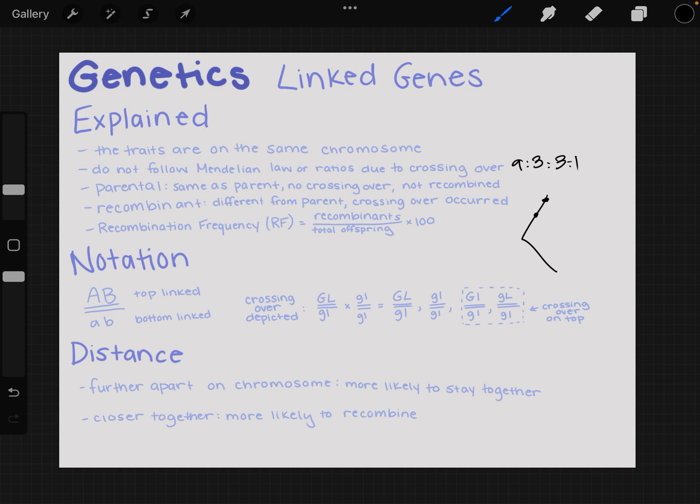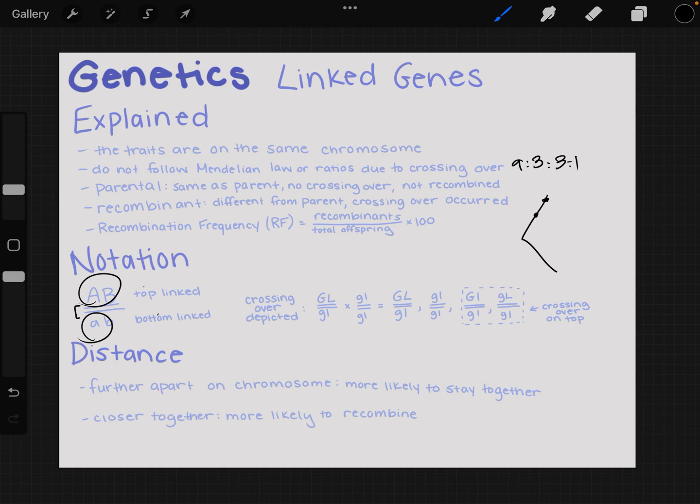So let's talk about the notation. If you have those 2 bar lines, which we didn't see previously, but now here they are, those bar lines are going to indicate linked traits. So that means these 2 are linked and these 2 are linked. So the top is linked and the bottom is linked.